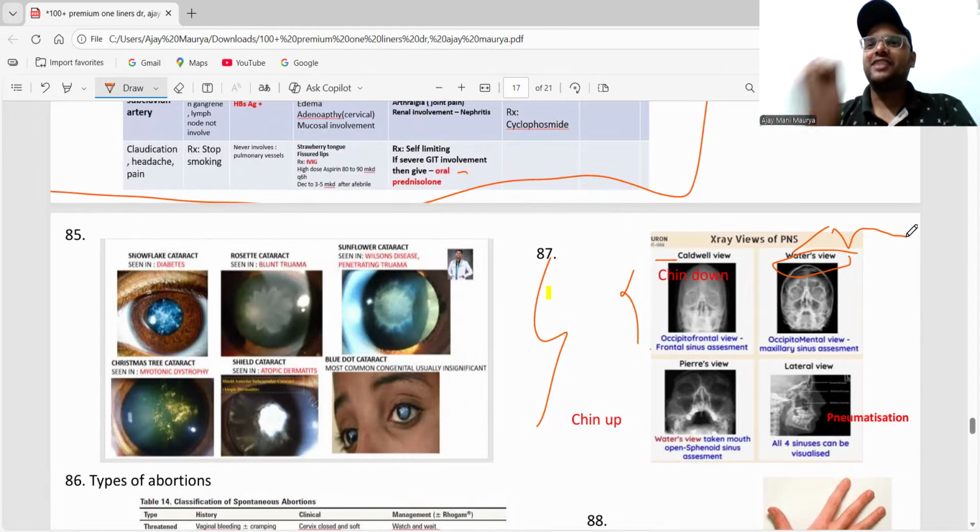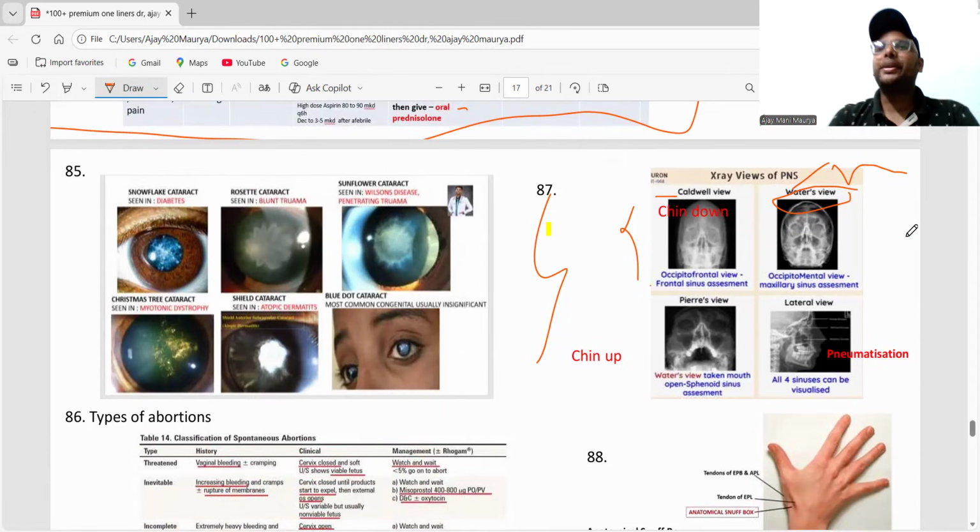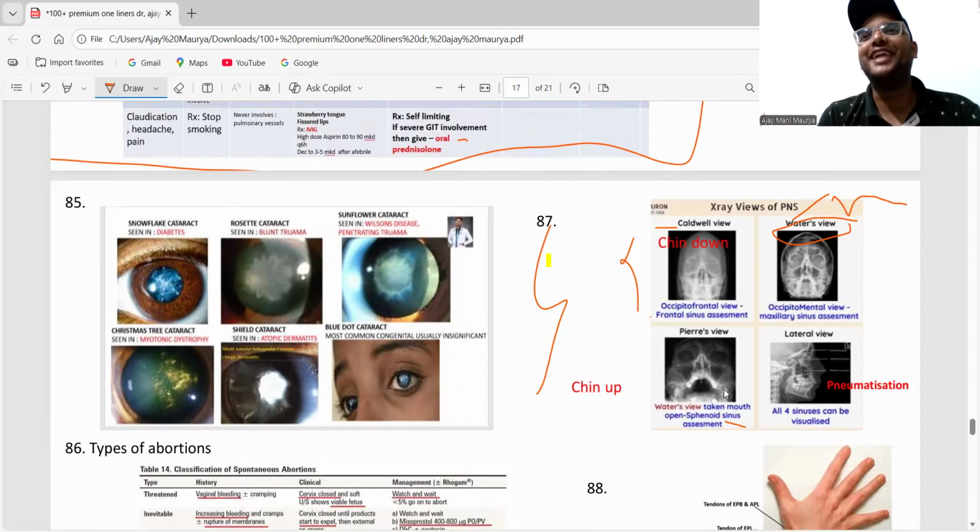Done. Next one, this is the Pearce view. This is also done in the same way as the Waters view, but here the mouth will be open. The chin up only, mouth will be open, to assess the sphenoid sinus. Next is the lateral view. For all four sinuses, it is for the pneumatization. That's it.